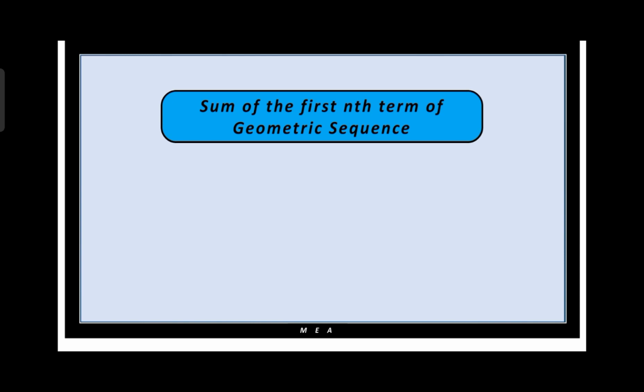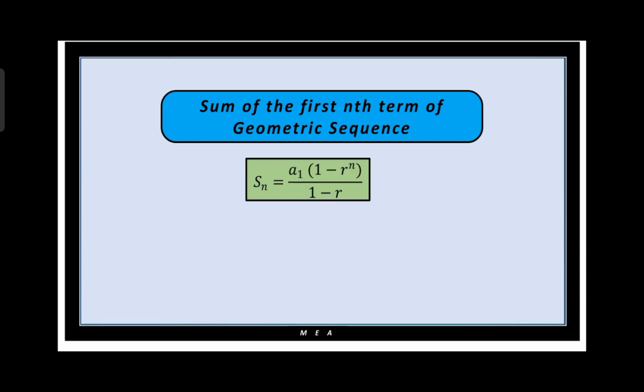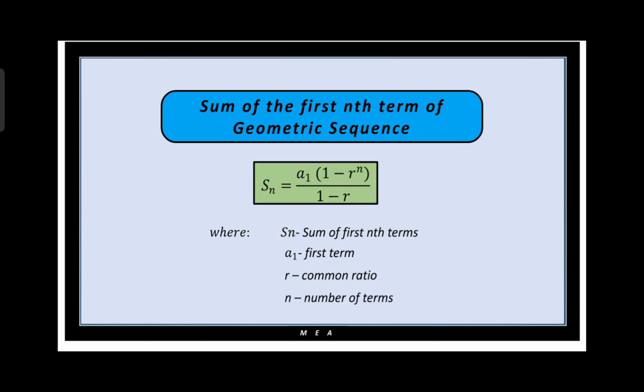So the sum of the first n terms of a geometric sequence is given by the formula S sub n is equal to a sub 1 times the quantity of 1 minus r raised to n over 1 minus r, where yung S sub n daw is the sum of the first n terms, and then yung a sub 1 is the first term, yung r is the common ratio, and n is the number of terms.